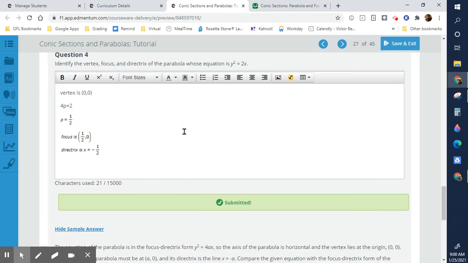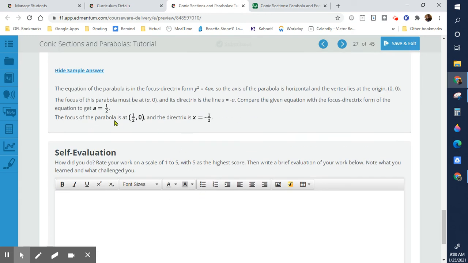I believe that was everything. I don't think they asked for the formula. There we go. So remember, you always add p to the corresponding x or y value, depending if it's horizontal or vertical. And then you're going to subtract p from the vertex in order to get the directrix.